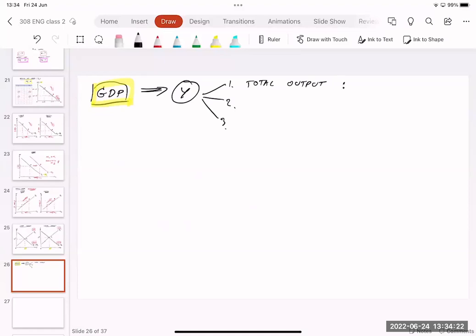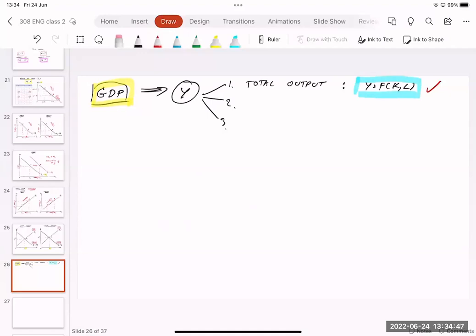Okay, we learned it already. Total output: in order to produce something you need a production function, Y equals a function of K and L. So we have the first equation. You already learned about this equation, you learned about MPL, MPK, and the labor market and capital market. So this is done for the first meaning of Y.